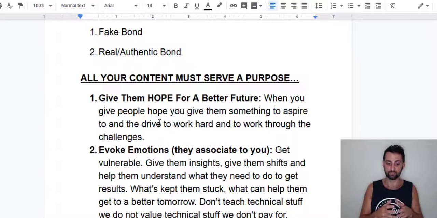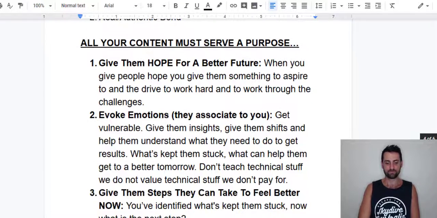You want to be giving them hope for a better future. Like I said earlier, you want to be the person who's giving them something to aspire to. You're showing them and giving them belief that what they actually want as a goal is achievable for them, not like everyone else who's bringing them down around them. By giving them something to aspire to, they're more likely to work hard and work through challenges. There's always going to be challenges with any goal. The next thing is to evoke emotion. You can do this by getting vulnerable with them, getting real with them, showing them the struggles that you're having.